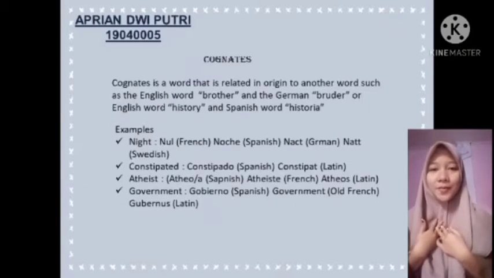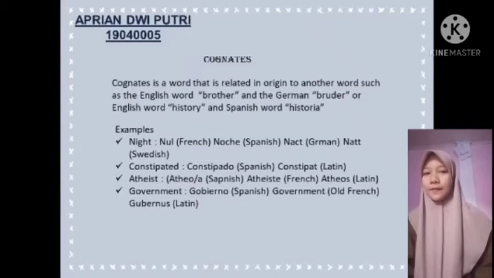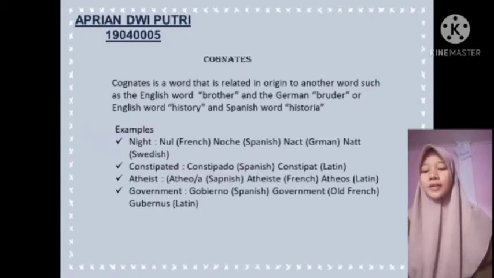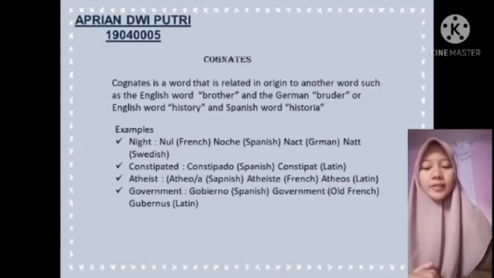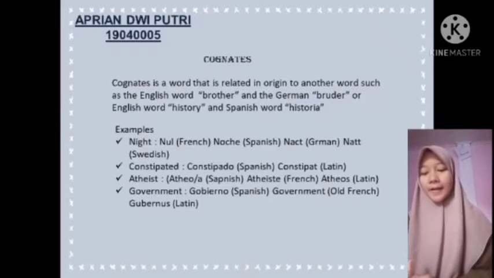Okay, it's Afriyandi Putri. My student ID number is 19040005. Well, the next material is about cognates. A cognate is a word that is related in origin to another word, such as the English word brother and the German Bruder, or the English word history and the Spanish word historia.